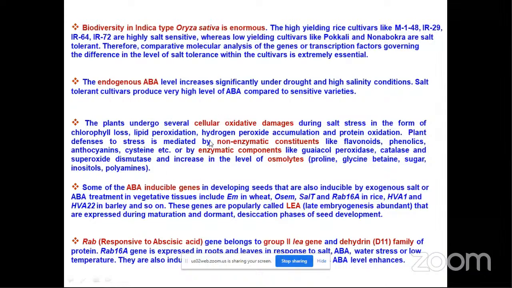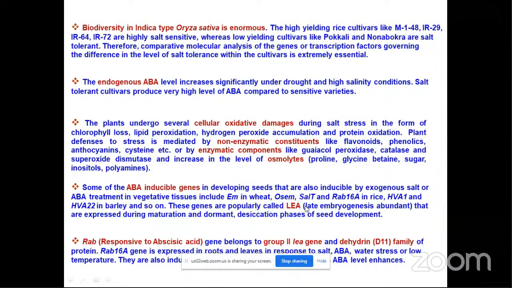When you expose a particular plant, even a rice plant, as I told you, it triggers different oxidative damages, and the plant's physiological means of fighting against those damages is through triggering different osmolytes, antioxidants, and so on. Along with that, there are several ABA-inducible genes. That means the endogenous ABA level is activated, and simultaneously it triggers different ABA-inducible genes, of which one of the major groups is the LEA, or late embryogenesis abundant genes.